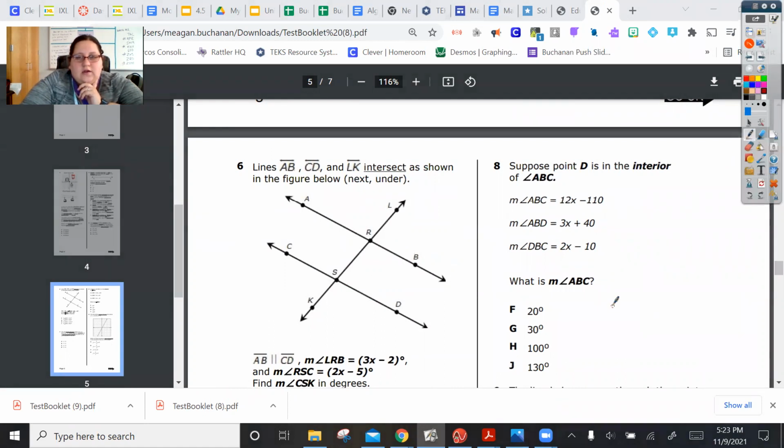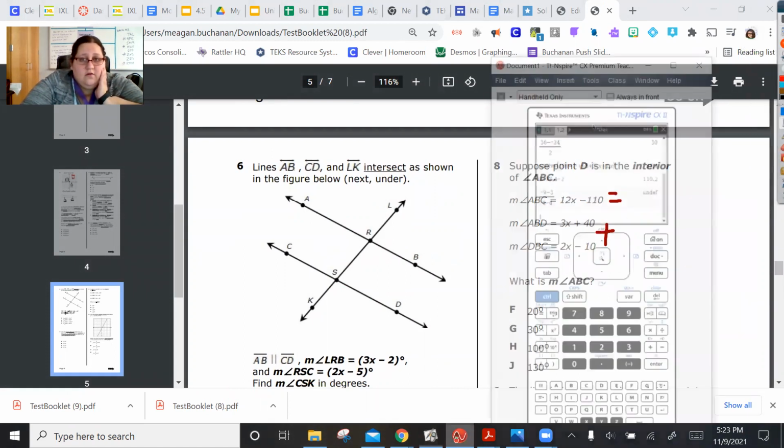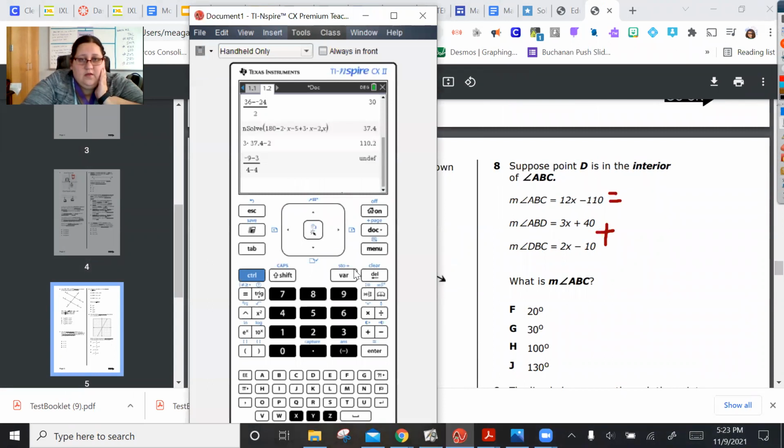So this is where we use our angle addition postulate. This angle plus this angle equals this angle, because part plus part equals whole. So I'm going to add these together and set it equal to this. I'm just going to type all that into my calculator. I don't feel like writing it all out. So I take my calculator, menu, algebra, numerical solve: 3x plus 40 plus 2x minus 10 equals 12x minus 110, comma x.